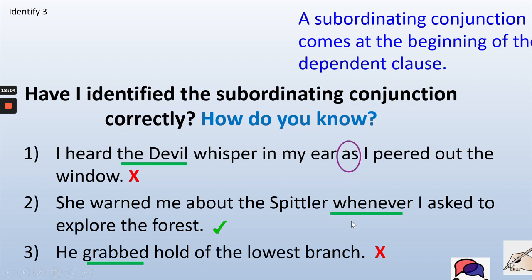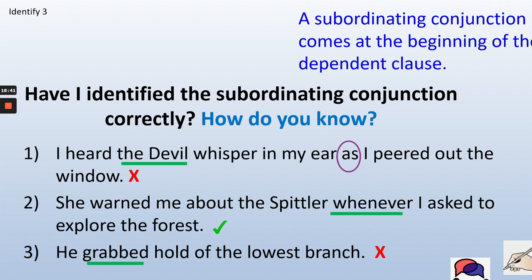Number 2, she warned me about the spitler whenever I asked to explore the forest. Whenever is the subordinating conjunction that comes at the beginning of the dependent clause. Whenever I asked to explore the forest. That should be a tick. Number 3, he grabbed hold of the lowest branch. This is just a main clause. There's no dependent clause in this sentence, so there can't be a subordinating conjunction, so that should be a cross.